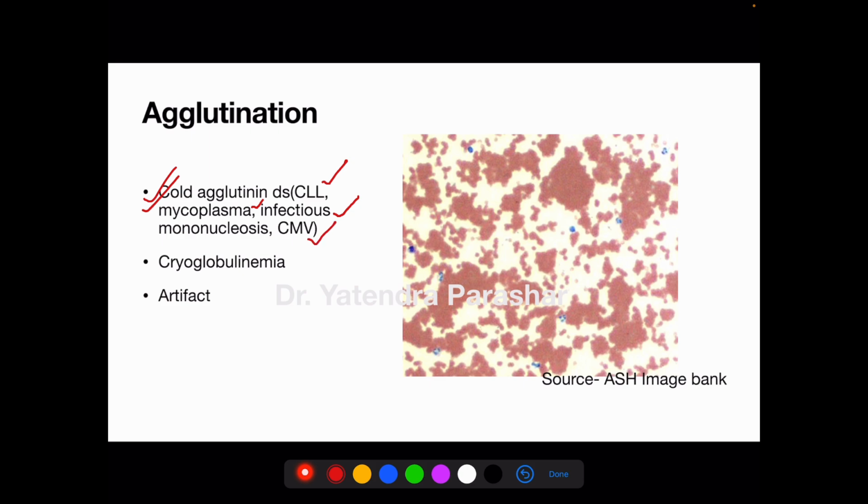Another cause is cryoglobulinemia. Cryo means cold globulins, which precipitate during cold weather and cause the agglutination of the red blood cells. Artifactual causes can also be seen in some cases.